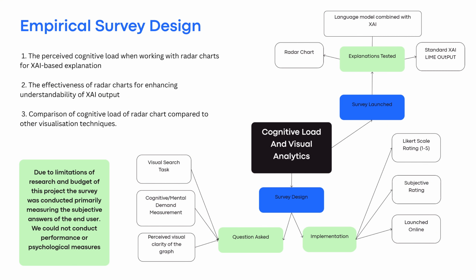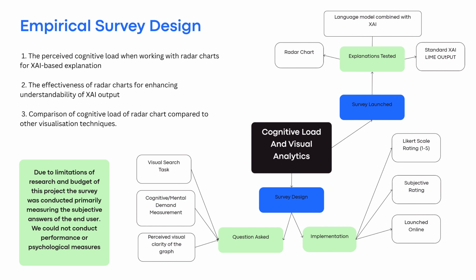These were the original radar chart, the language model output that I used to explain the XAI output, and lastly, the LIME XAI output. The LIME explanation is a bar chart that developers use, with some statistical numbers.